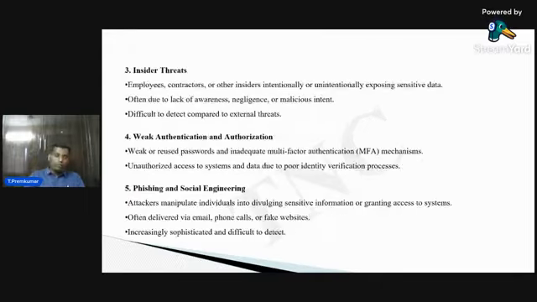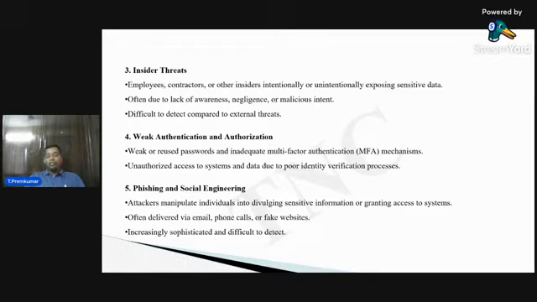Not only this, we have another thing, that is insider threats. Insider threats are employees, contractors, or other insiders intentionally or unintentionally exposing sensitive data. Employee data and contractor data get revealed by themselves, maybe knowingly or unknowingly. This is often due to lack of awareness, negligence, and malicious intent. So this is also what we call an insider.